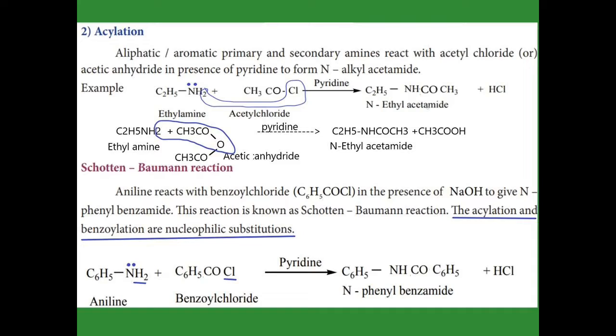Then aniline, formula C6H5NH2. That hydrogen combines with the benzoyl chloride's chlorine. The remaining things we add, so we get C6H5NHCOC6H5. The C6H5CONH is called benzamide, and C6H5 is called phenyl. That phenyl is attached with nitrogen, so it is N-phenyl benzamide.